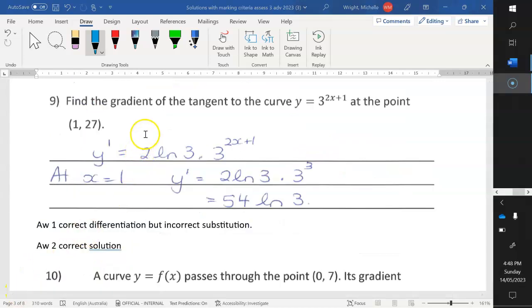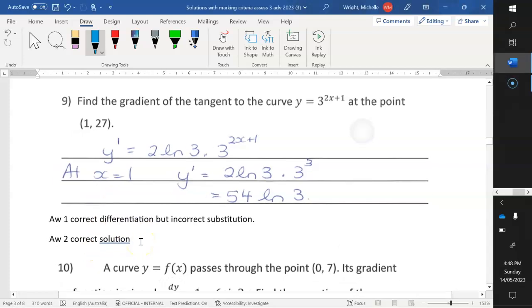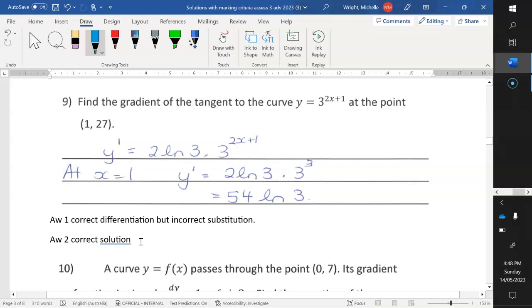Okay, our next one is 9. Find the gradient of the tangent to the curve y equals 3 to the 2x plus 1 at the point 1, 27. Worth 2 marks. People who did this, and there was probably only about 10 people in the year that got this one out, made a big difference to their total mark. This is a really, really simple question. And again, I'm going to let you look at that and go, that 3 is not an e. That would be an a on the formula sheet.